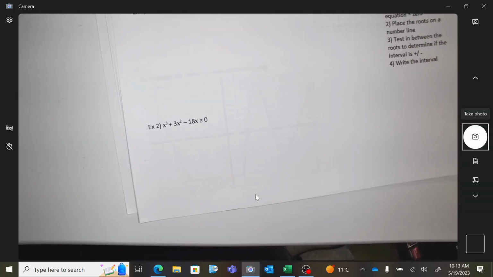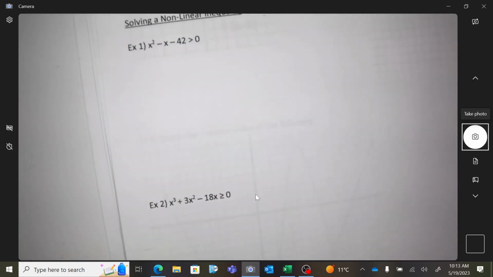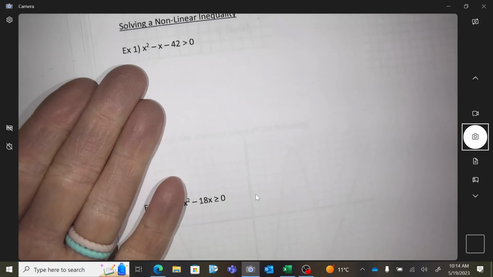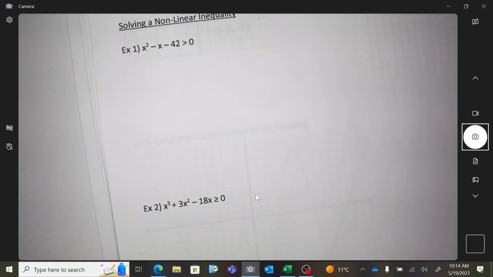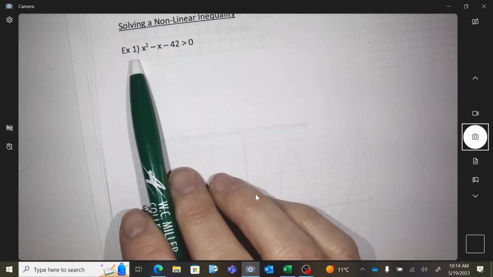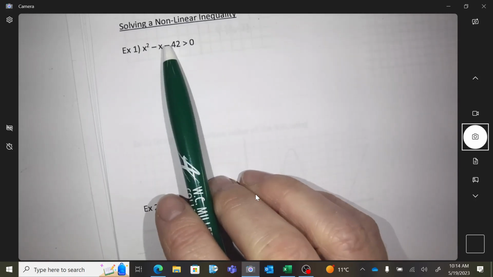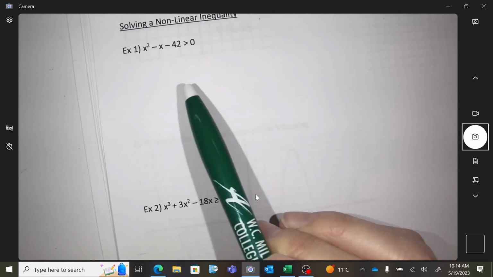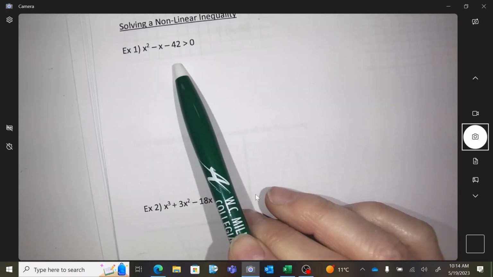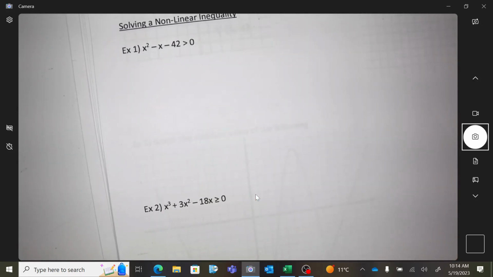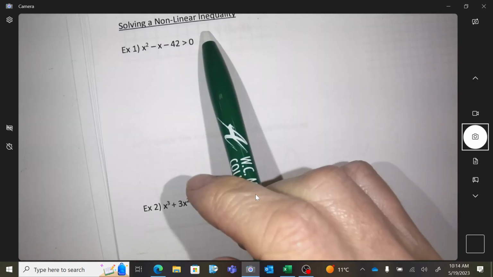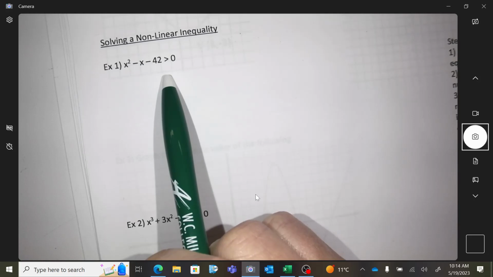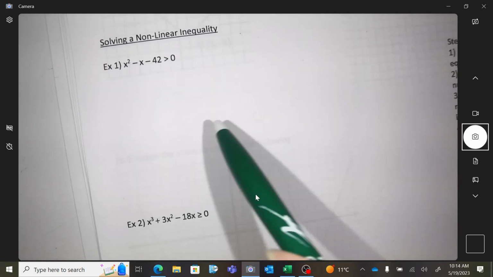Okay, solving a nonlinear inequality. So this is nonlinear because of why? Why does this say it's nonlinear? Anybody know why? Why is this not linear? Because there's an x squared in it. And why is it an inequality? Because it has a greater than sign in it instead of an equal sign.